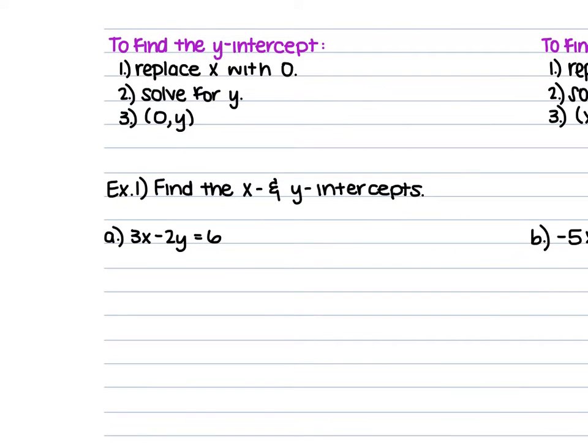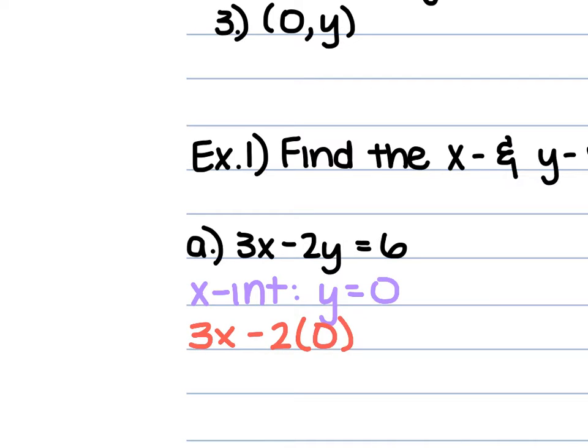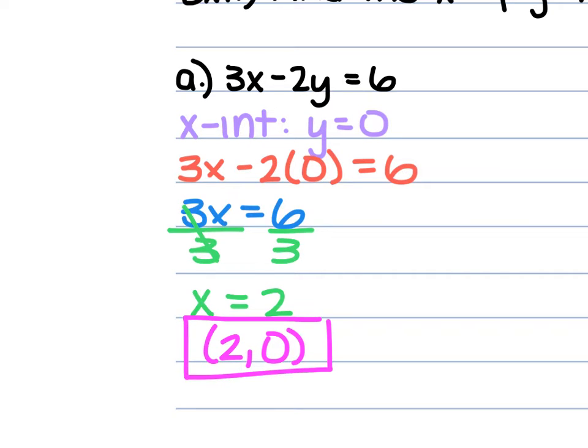If we look at the first example, we have example A, which is 3x minus 2y is equal to 6. So to find, let's say, the X-intercept, y is going to equal 0. So this is going to give us 3x minus 2 times 0 is equal to 6. So from here, we are going to have 3x is equal to 6. We're going to divide each side by 3 and get that x is equal to 2. So this is the ordered pair 2, comma 0, and that is our X-intercept.